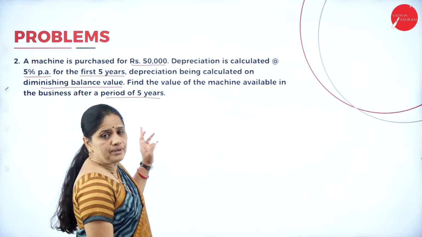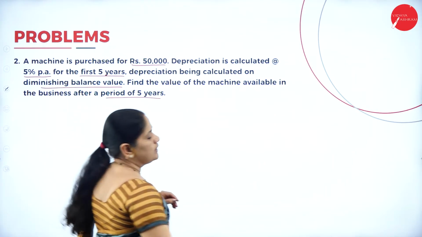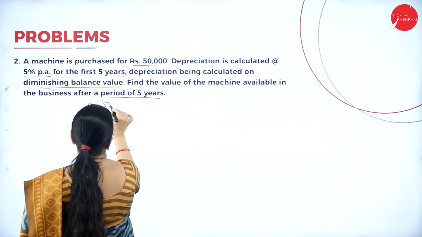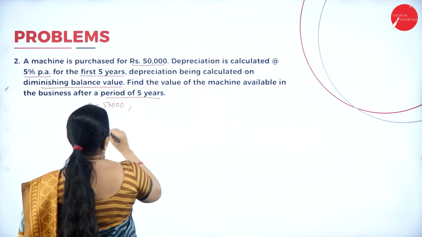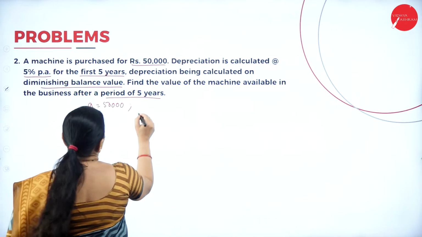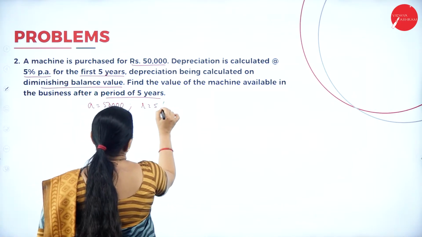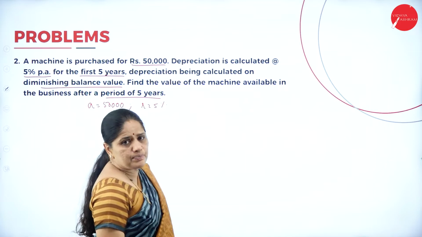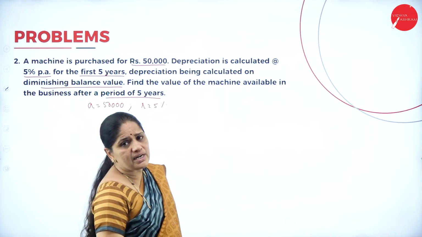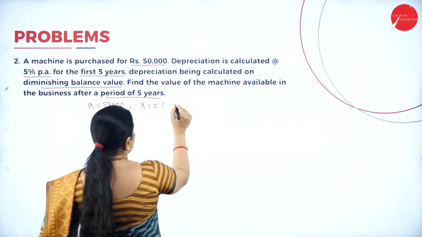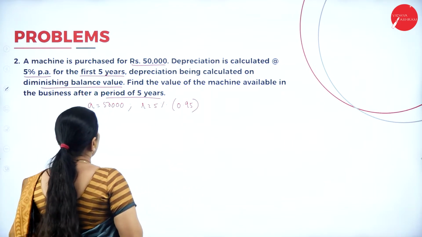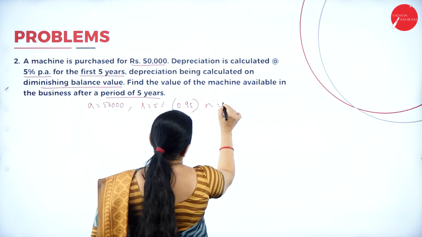In this problem, we will note down what is given here. So, in this problem, A equals 50,000. Then they have given the depreciation amount, that is 5%. So, R equals 5%. Since it is being depreciated, so we get the value as 0.95. So, from 100 you deduct, so you get 0.95. Then N equals 5 years.